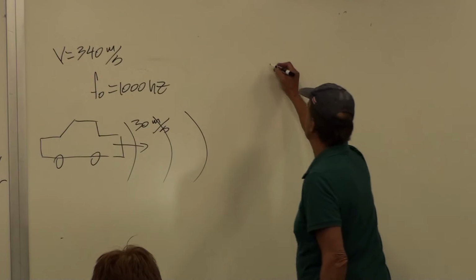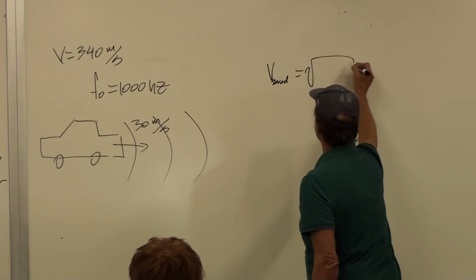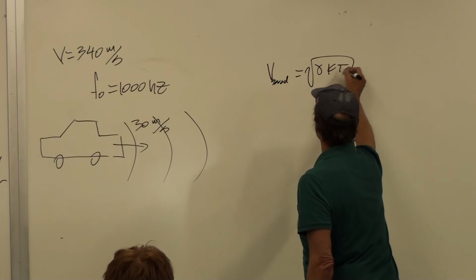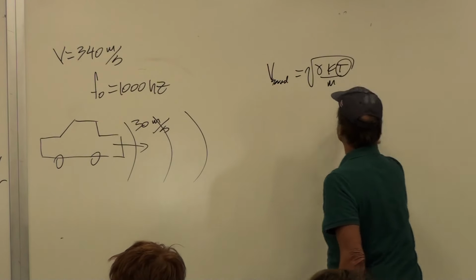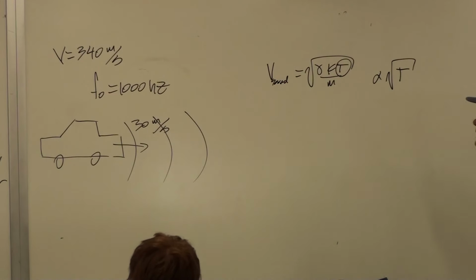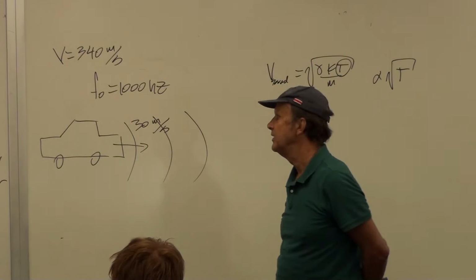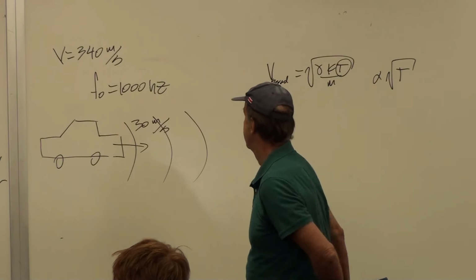It looks something like the square root of gamma kT over m. So it's proportional to the square root of the temperature in degrees Kelvin. And that's why sometimes we get a little bit of a variation in the speed of sound, depending on whether it's a hot or a cold day.